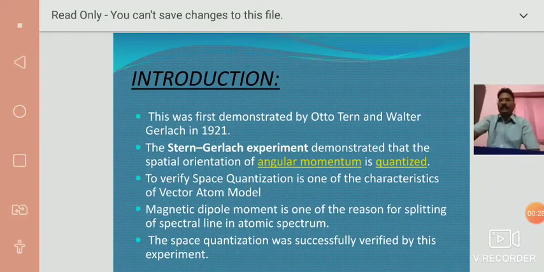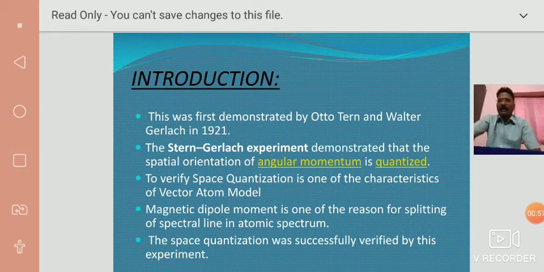Introduction. This was first demonstrated by Otto Stern and Walter Gerlach in 1921. The Stern-Gerlach experiment demonstrated that the spatial orientation of angular momentum is quantized. To verify space quantization, which is one of the characteristics of the vector atom model.